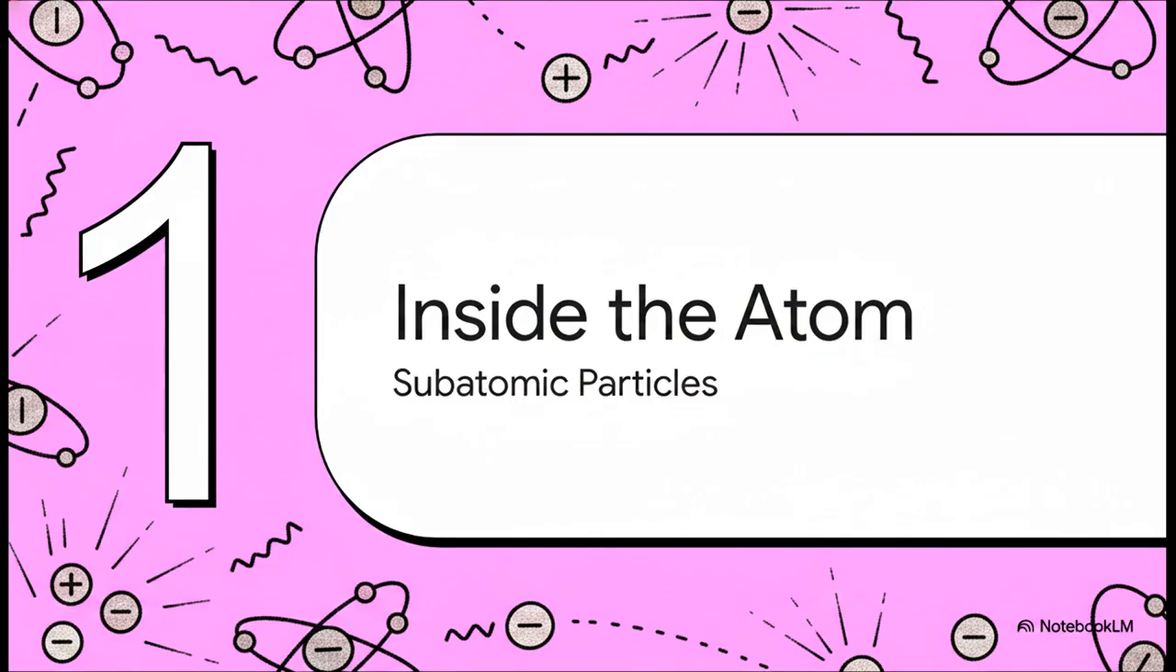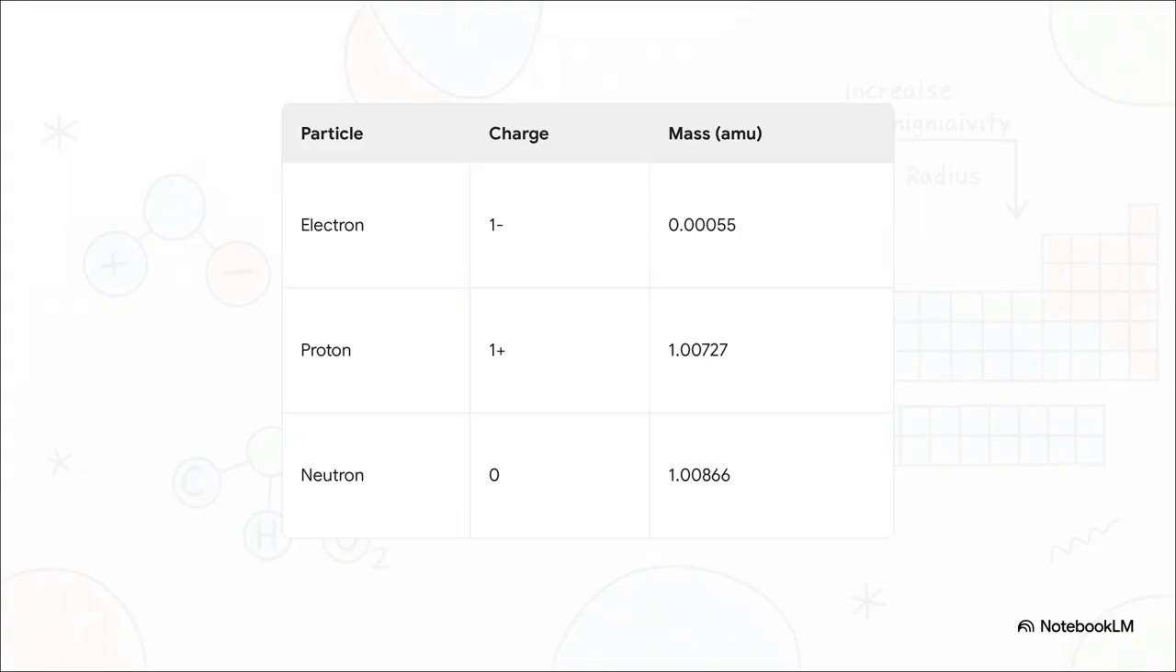Subatomic particles. Let's start with a really quick look at the basic building blocks themselves. What's actually wild here is the sheer difference in mass. In the nucleus, we have our protons with a 1+ charge and our uncharged neutrons. They each weigh about 1 atomic mass unit. But look at the electron. It has a -1 charge, but its mass is a minuscule 0.00055 AMU. You'd literally need about 1,800 electrons just to equal the mass of a single proton. Yet despite being almost completely weightless, these electrons determine the chemical identity of the entire universe.